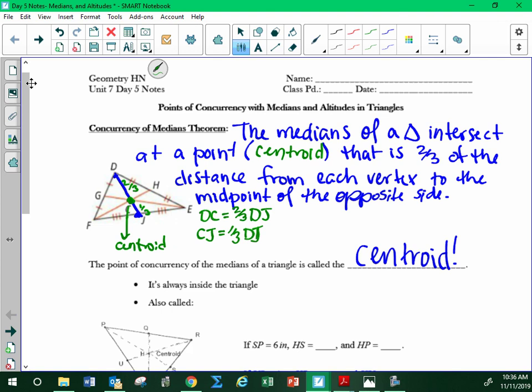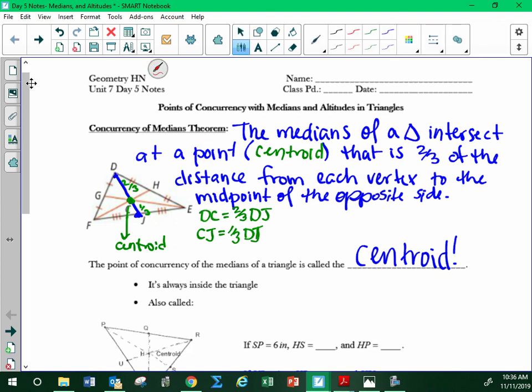Because the medians themselves are different lengths. So although DJ I just said was 30, it's possible that EG is 50. So 2/3 would not be the same. Okay, and this is true for every single median in terms of the 2/3, 1/3 chunk.